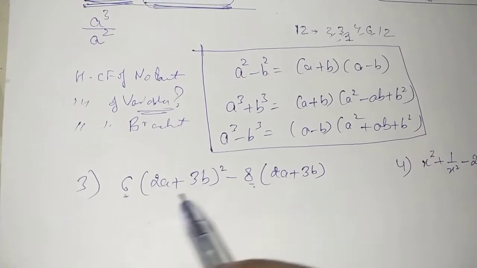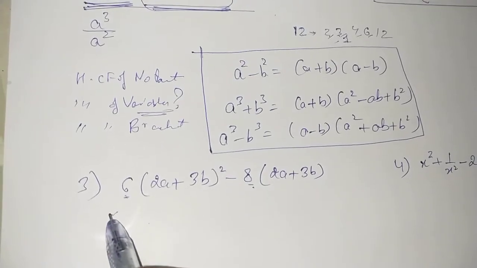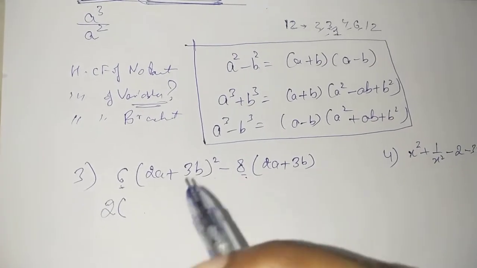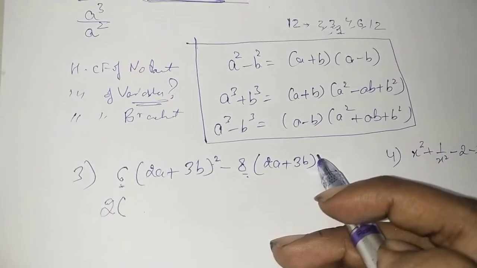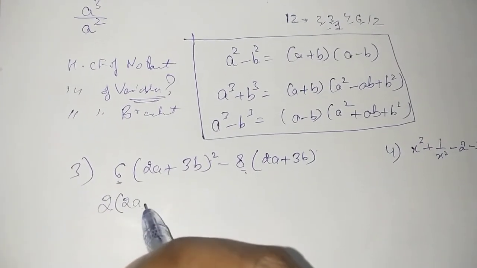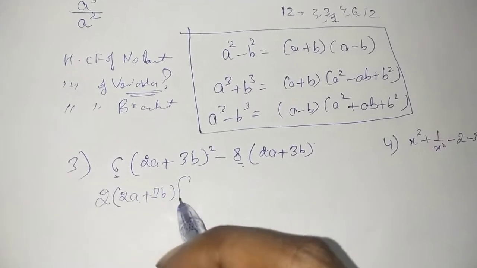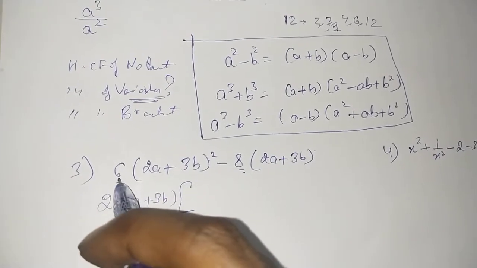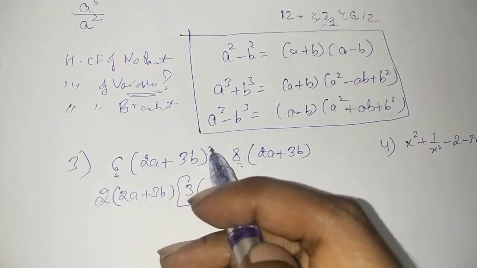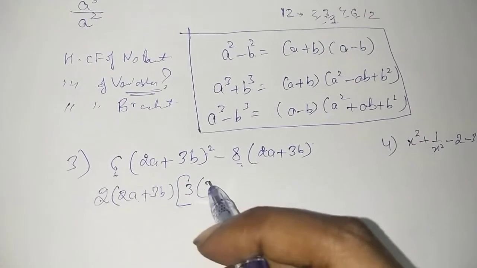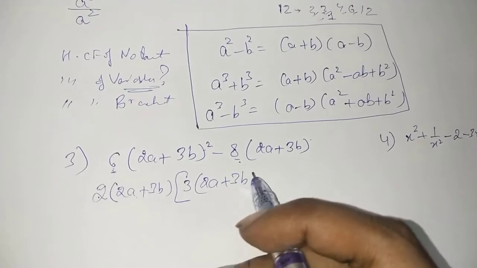So out of 6 and 8, take out the SCF. So it will be 2. And from the bracket it is a power of 2, a power of 1, so 1 bracket will be taken out common. So let's see what we are going to be left with. From 6 we have taken out 2 common, so 3 will be left. A bracket is having a power of 2, 1 bracket has been taken out, so 1 bracket will be left.